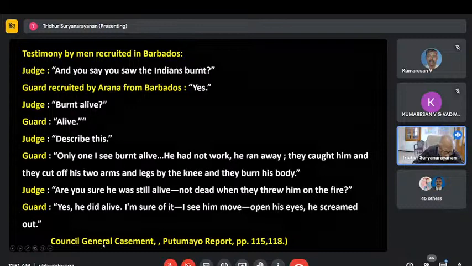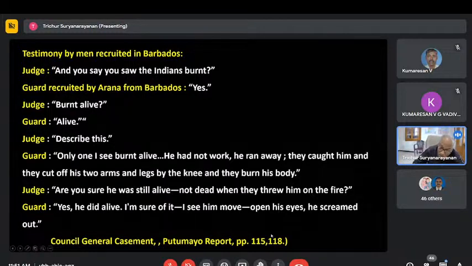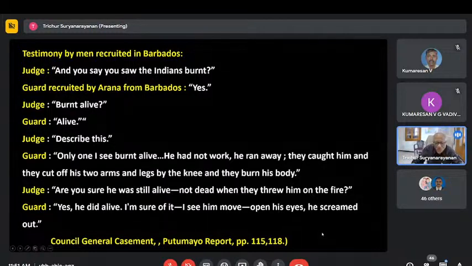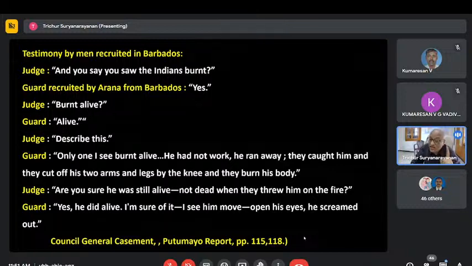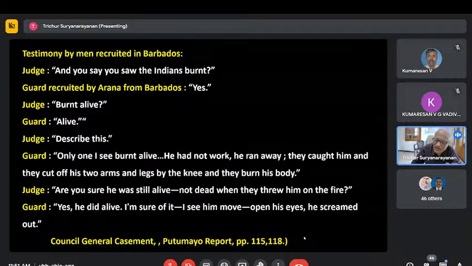So you can see this in Counsel General Casement's Putumayo report. So, see how inhuman the activity of Arana was. It is not only Arana. Arana is one example about whose activity we have more information. There are others like him.